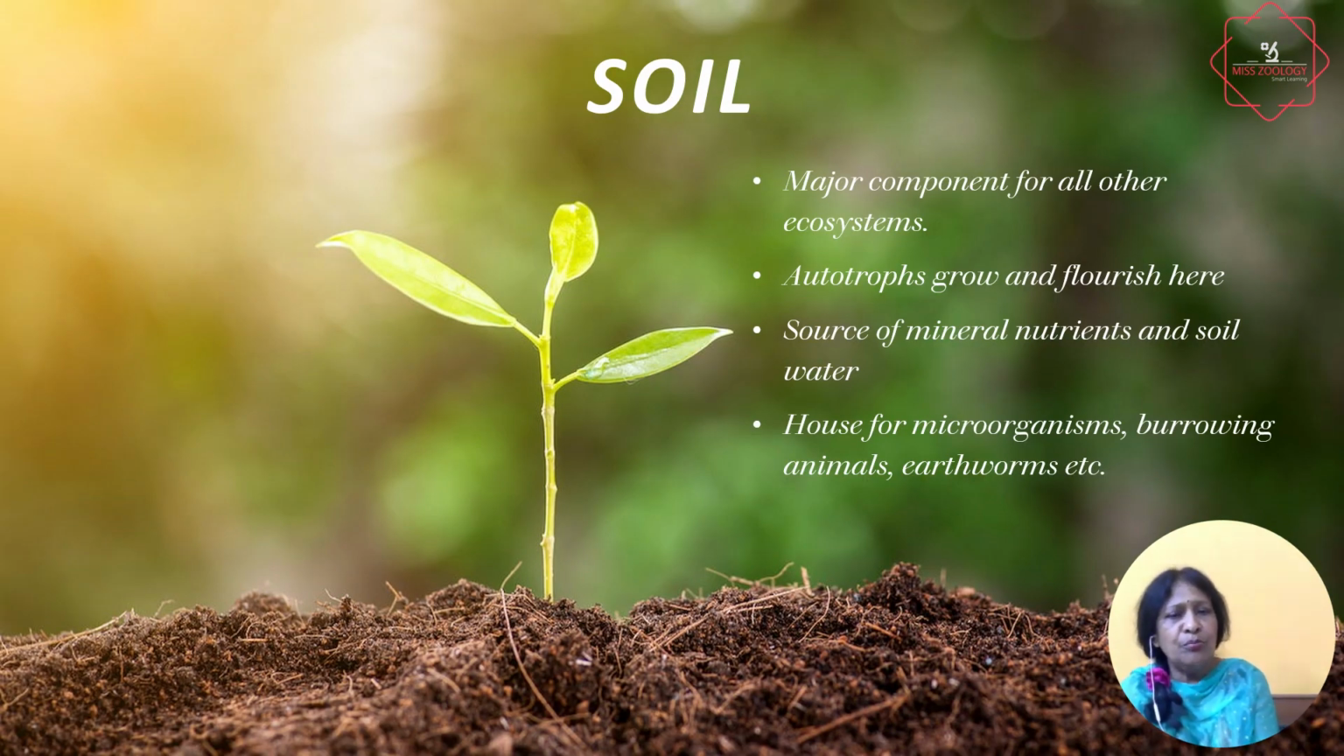The next component is soil. Soil, being an abiotic factor, makes the major component of all other ecosystems. Autotrophs grow and flourish here. Sources of minerals and soil water are also found in the soil itself. Soil is the house for a large number of microorganisms, burrowing animals, earthworms, etc.